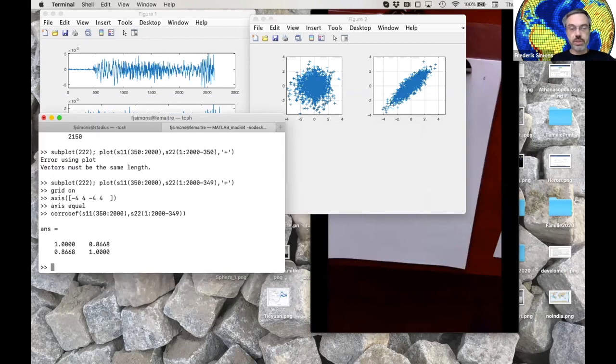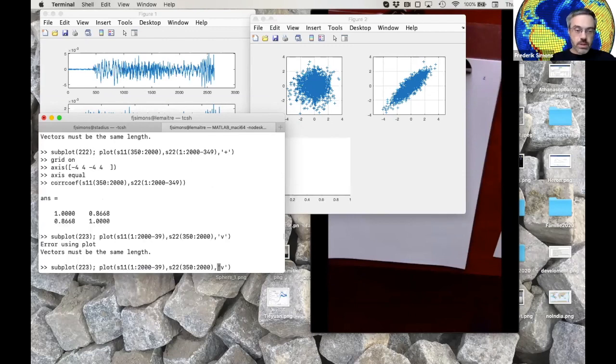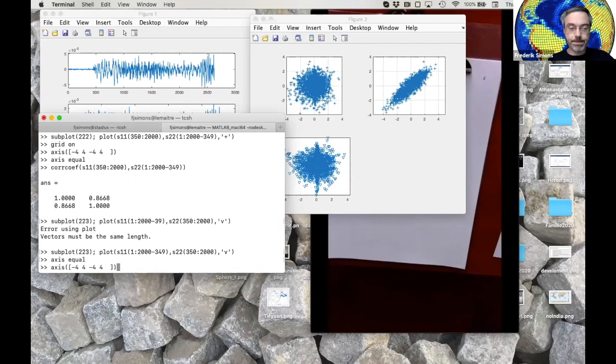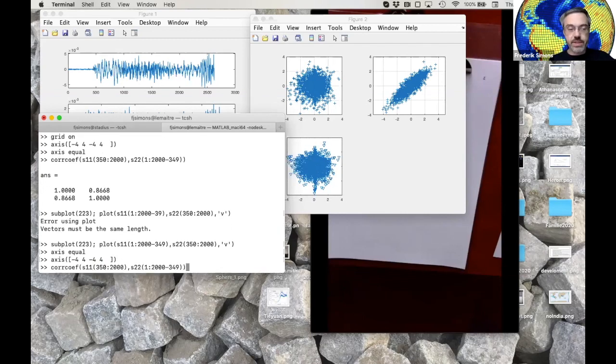I'll make a third subplot. And I'll plot the 1 to 2000 minus 349 here, and the 350, 2000 here. Now they're a little different symbol. I'll do it correctly. And that wasn't it, right? So if you miss the time lag, and look at the wrong thing, then you are clearly not doing it, right? Check the correlation coefficient. Well, I'm not going to do it. You see it's low, right?